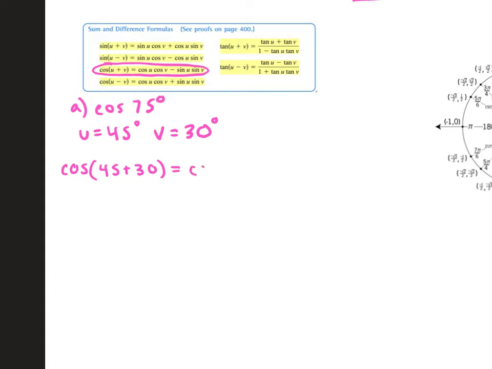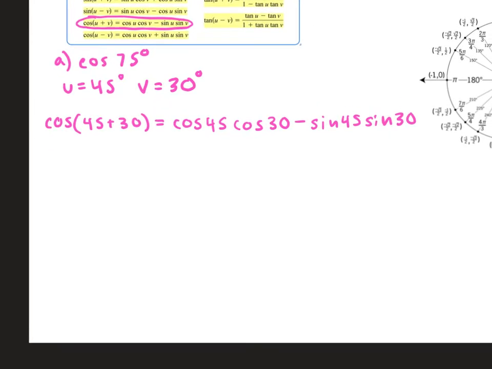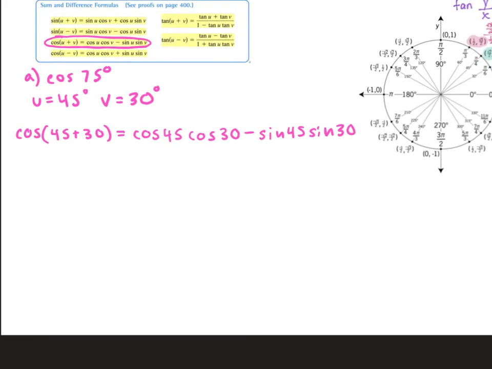is equal to the cosine of u, so the cosine of 45, times the cosine of v, which is the cosine of 30, minus the sine of u, so the sine of 45, times the sine of v, which is the sine of 30. How do you know what is u and v? It doesn't matter which one is u or v. So if we wanted to make u 30 and v 45, we could do that.